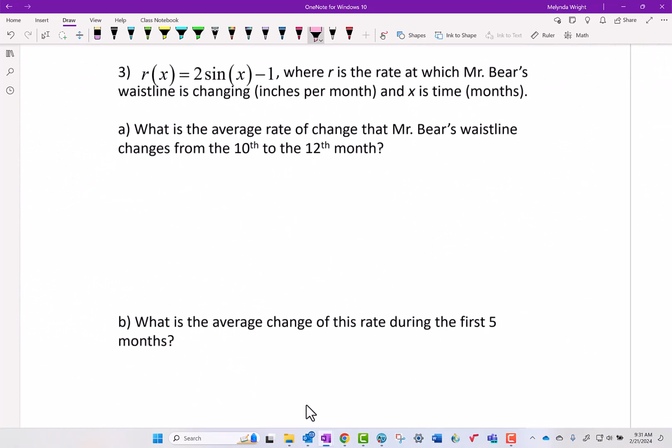So we've got, let's see, r is 2 sine x minus 1, where r is the rate at which Mr. Bear's waistline is changing, inches per month. It's a rate. Inches per month.